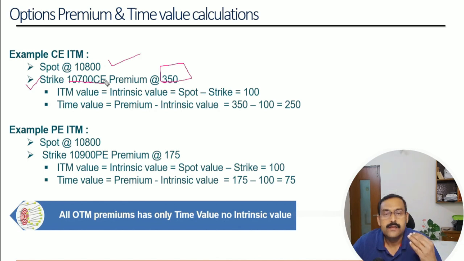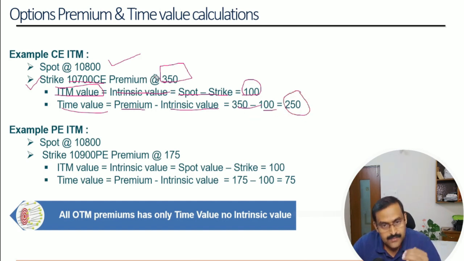By how much? That is the distance between the spot and the strike price. That is 100 points, nothing but 100 rupees. That is nothing but the in the money value, which is the intrinsic value of this call option. And to calculate the time value, you have to remove the intrinsic value from the premium. So that is 350 minus the intrinsic value, which is 100, is equal to 250, the time value of this option at this moment.